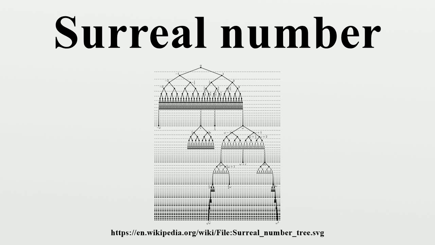Research on the Go endgame by John Horton Conway led to another definition and construction of the surreal numbers. Conway's construction was introduced in Donald Knuth's 1974 book Surreal Numbers.